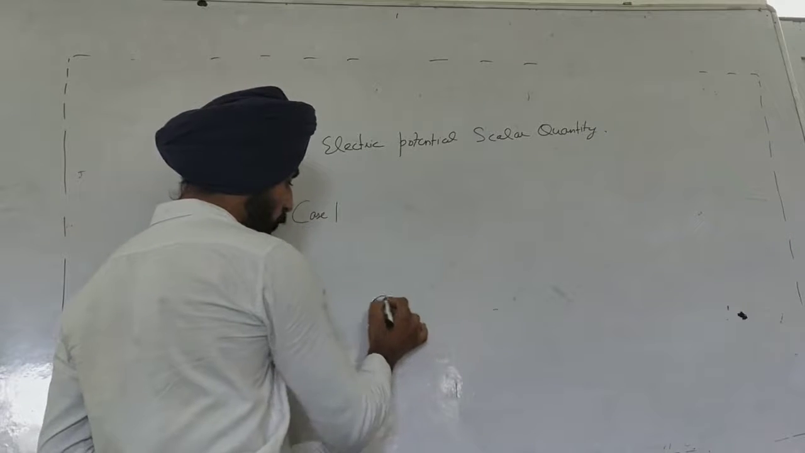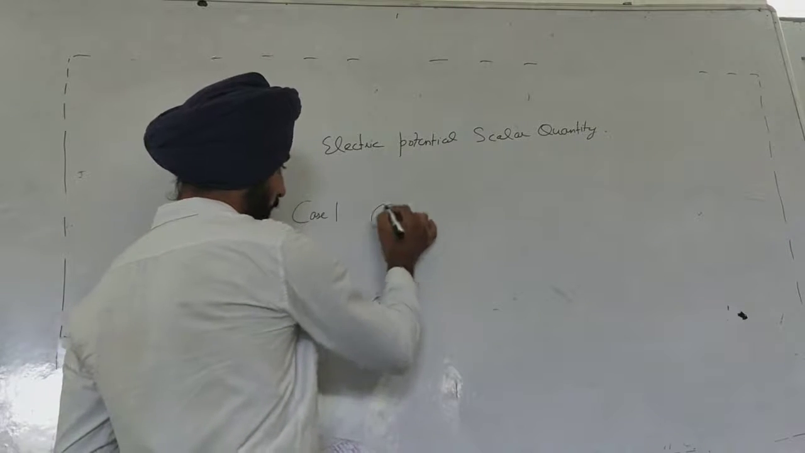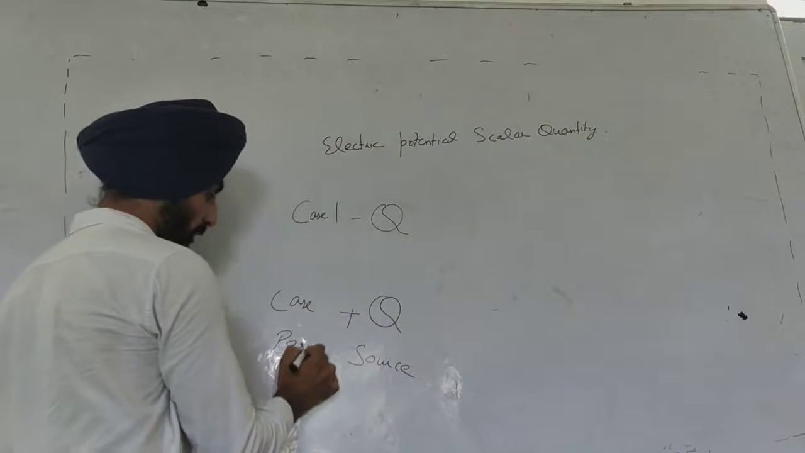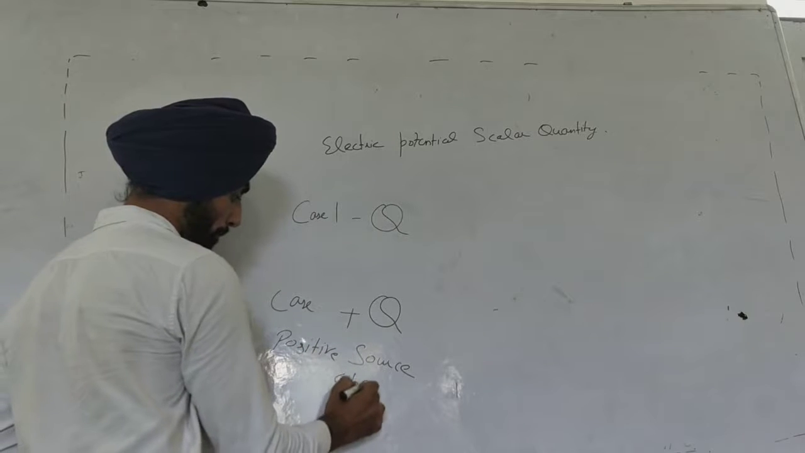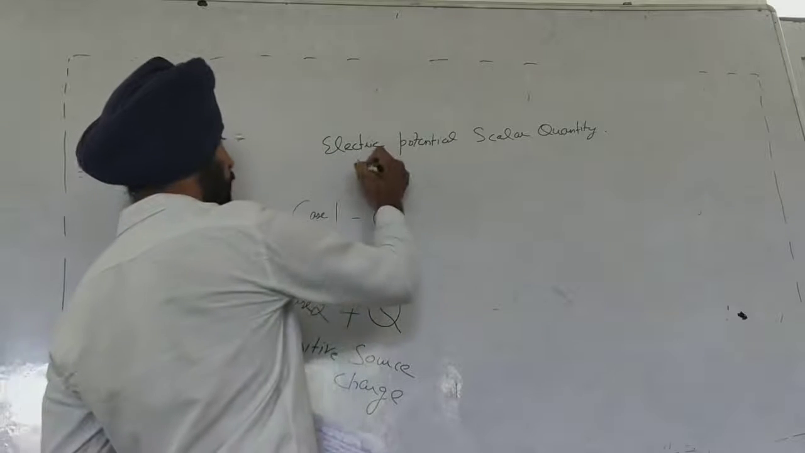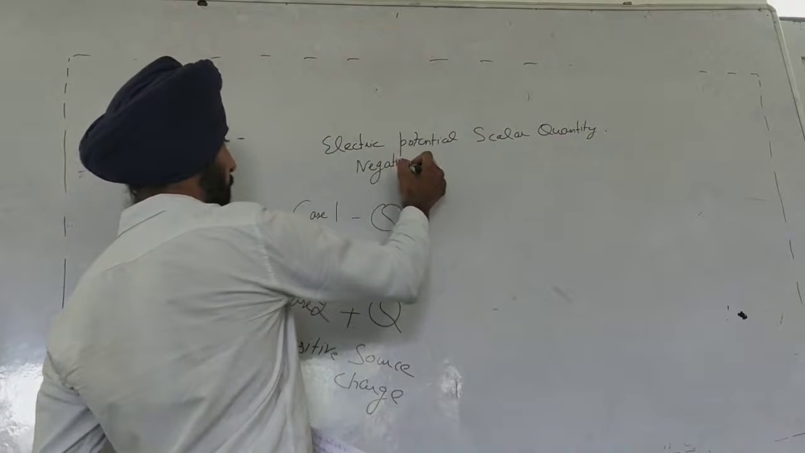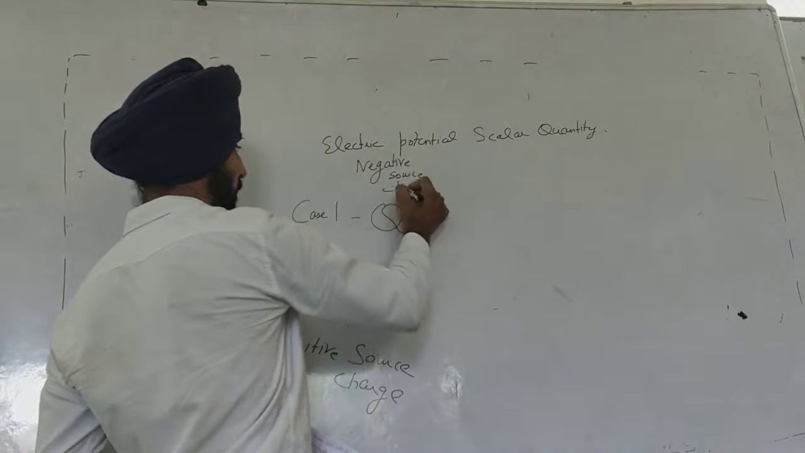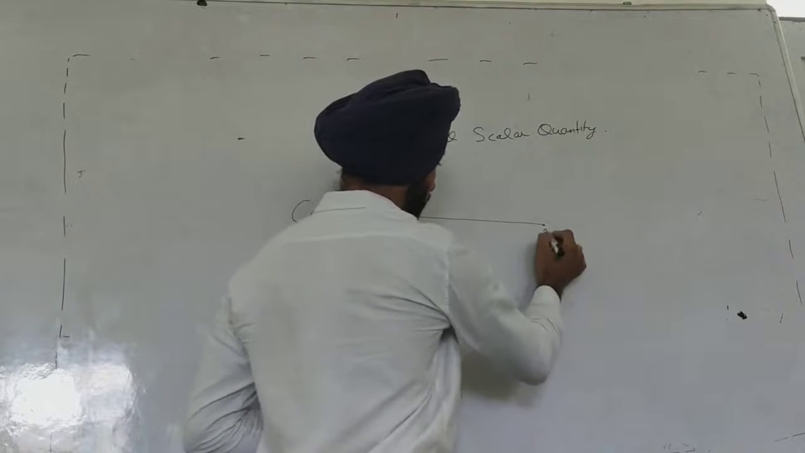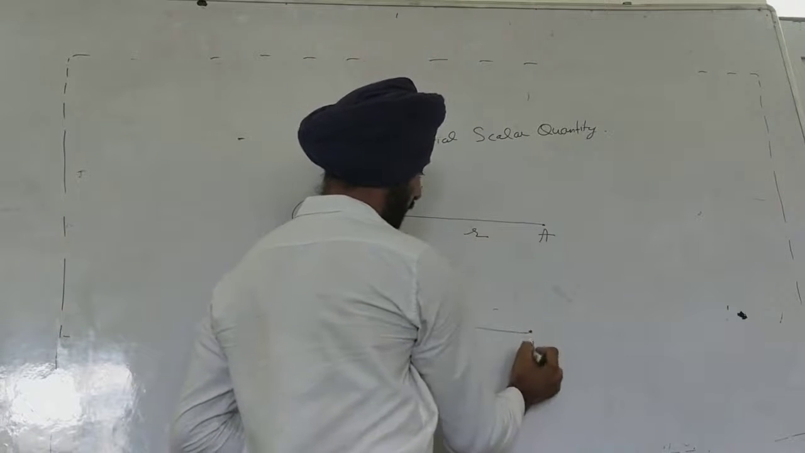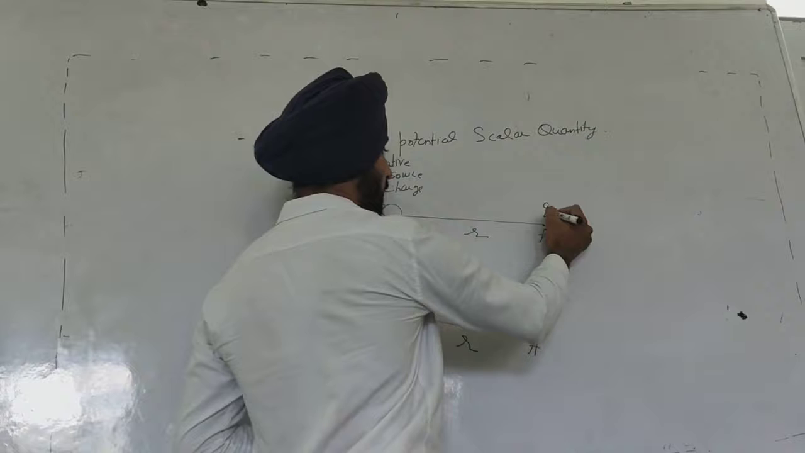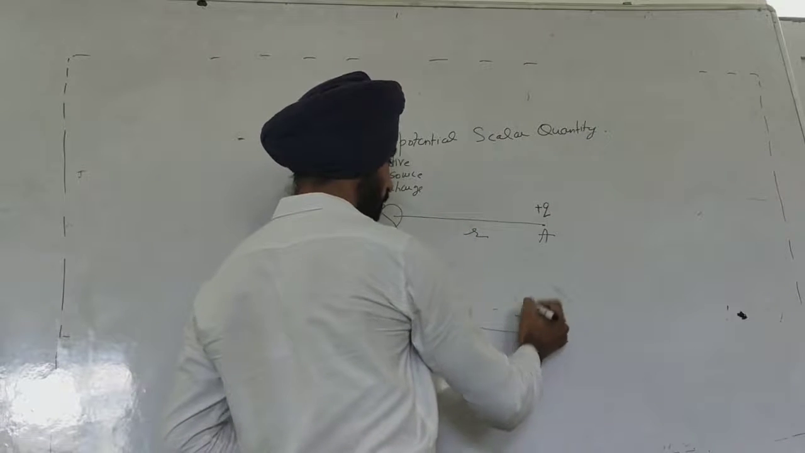Okay. Case number 1 and case number 2. I am having a source charge, positive and negative. This is the positive source charge, case number 2, and in case number 1, I am having a negative source charge. This is a point A at distance r. I have placed a test charge here. So this is the test charge.